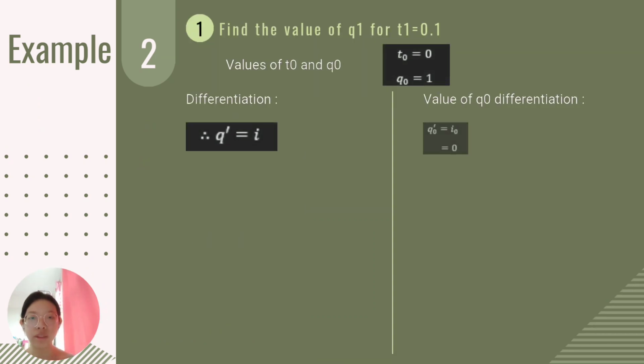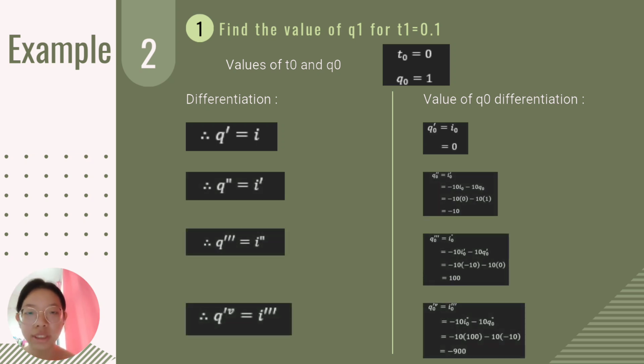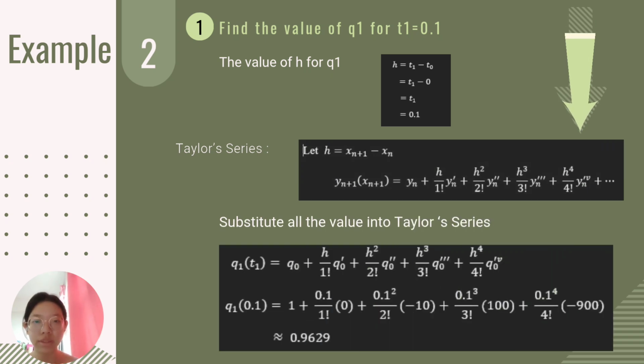We can now start to find the value of charge for the step size, which is 0.1 second. This is the initial condition of charge, and we need to form the first, second, third, and fourth differentiation equations of charge, and we apply the initial condition into the equations, and we will gain the values of the charge. As we know, the step size is 0.1, and the Taylor series formula, as I showed in the slide, will be applied later. Now we substitute all the values that we gained just now into the Taylor series, and at the end we will gain the answer of the charge is 0.9629 coulomb.